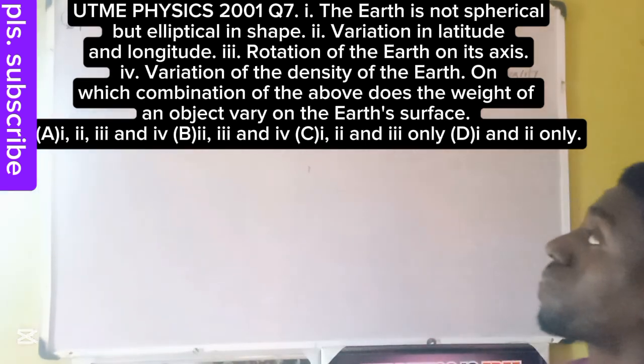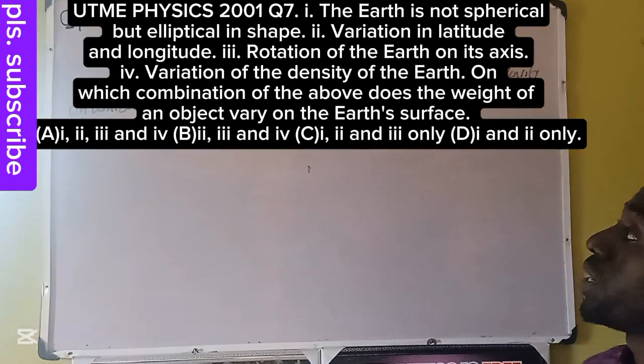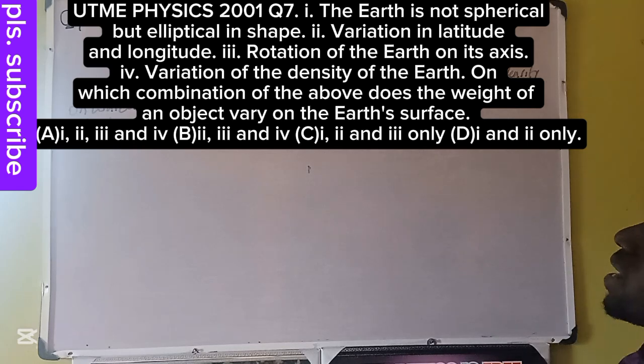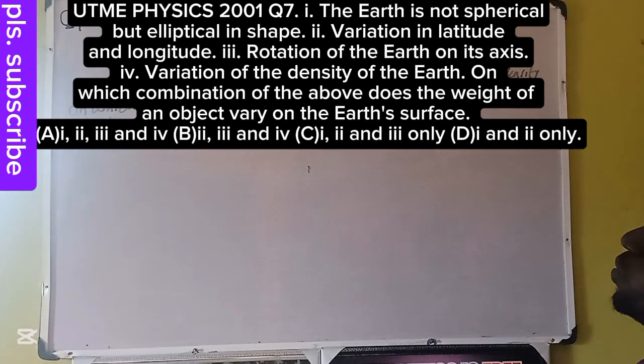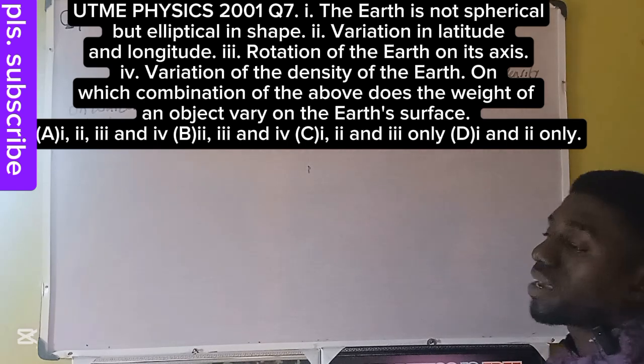Question number 7. The question goes this way. The earth is not spherical but elliptical in shape. Variation in latitude and longitude. Rotation of the earth on its axis. Variation of the density of the earth. And the question says, on which combination of the above does the weight of an object vary on the earth's surface?